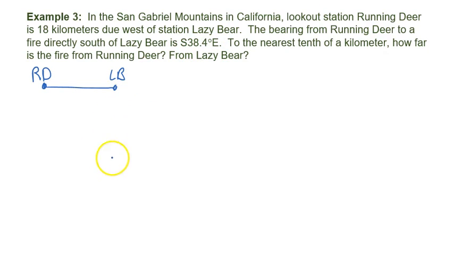So the fire, again, is directly south of Lazy Bear, so we'll need to put that in. We know that's a 90-degree angle. Now let's tackle this bearing. So south of Running Deer, so here's our north-south line looking south, then go 38.4 degrees east, so this direction. So if I'm connecting those two, that means that this angle is 38.4 degrees. The one thing I didn't put down, it says that Lookout Station is 18 kilometers due west of the other one, so this is 18.